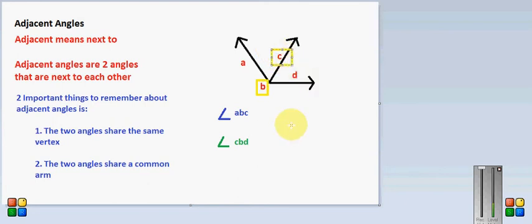Okay, so given this diagram and the two important things that we need to remember, we've identified that angle ABC and angle CBD are in fact adjacent angles. They sit next to each other, they share a common vertex, and they share a common arm.